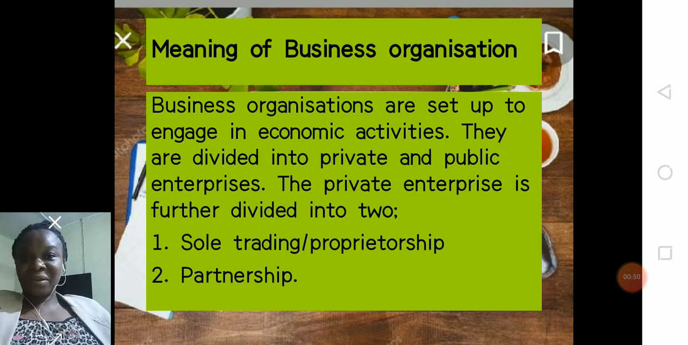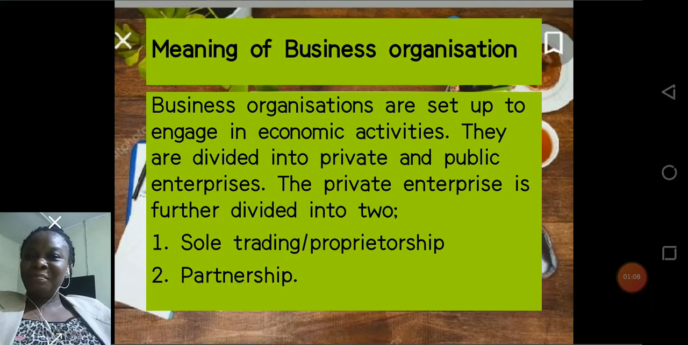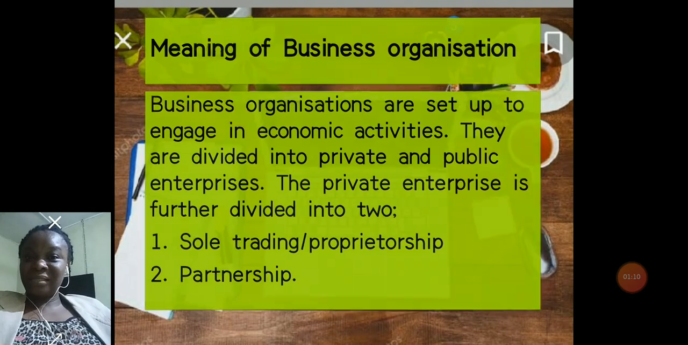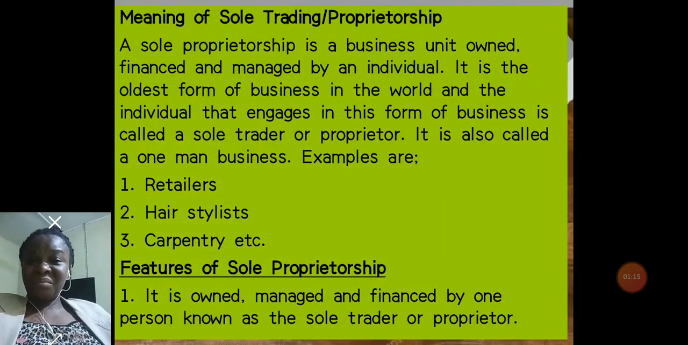Now, the private enterprises is further divided into two. We have the sole proprietorship or sole trading, and we have the partnership business. Our focus this week will be on sole trading, also known as sole proprietorship. Now, what then is sole trading? A sole proprietorship business is a business organization that is owned, managed, financed, and controlled by just one person.